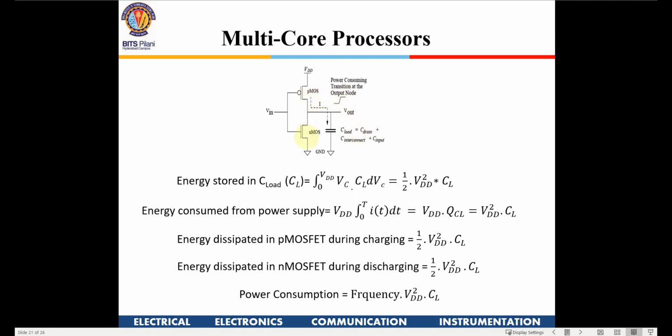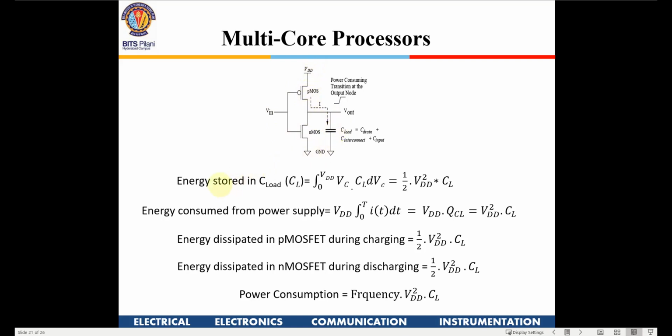This is a simple inverter which we studied in our digital class, a CMOS inverter. This is an NMOS, this is a PMOS. Whenever the input is high, it's an inverter, so the output will be low, and the node capacitance here will have no charge. Whenever the input signal goes low, the NMOS will be switched off and the PMOS will be switched on. So from VDD through this PMOS, this node capacitance will get charged to VDD, right?